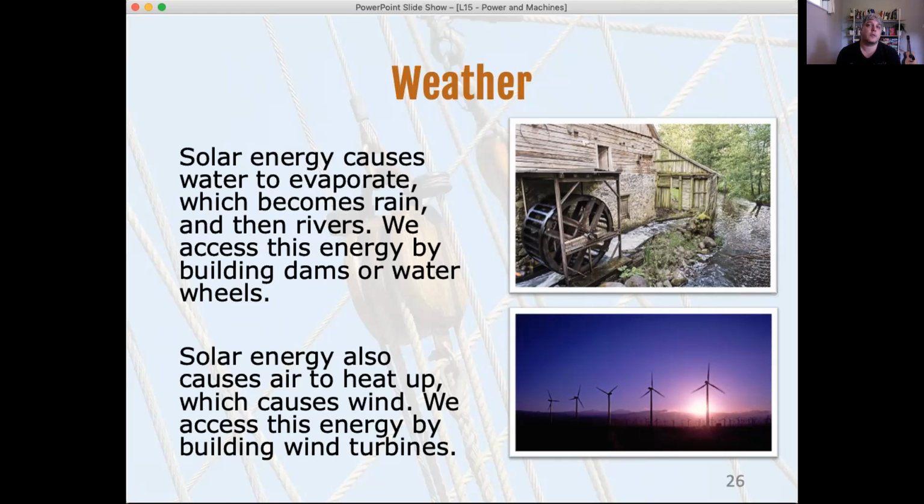Solar energy also causes air to heat up, and when one part of the air is hotter than another part or colder than another part, then you're going to get air flow, and air is going to move, and that's what wind is. Wind is just the motion of the atmosphere due to temperature differences. So solar energy causes all of our wind patterns, and we can capture that by building wind turbines which spin as the air moves past. So we can capture the sun's energy indirectly through weather, or we can capture it indirectly through plant matter.